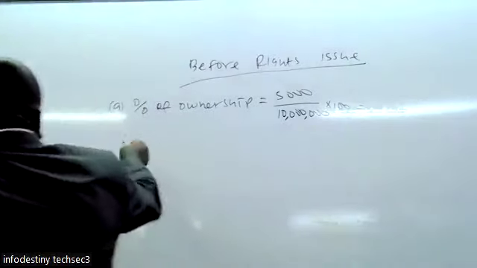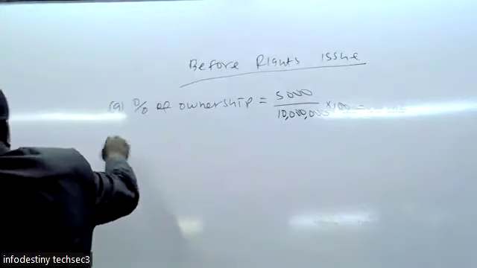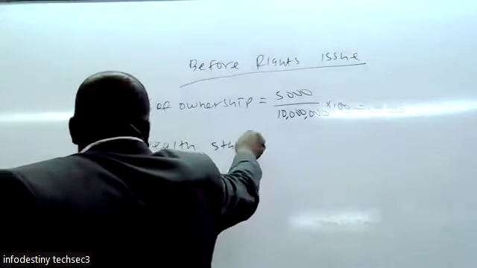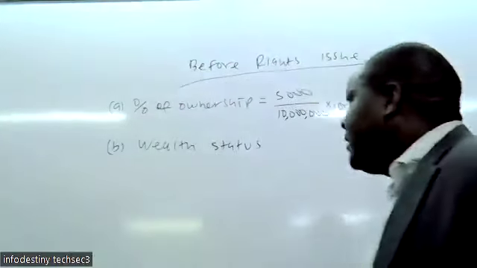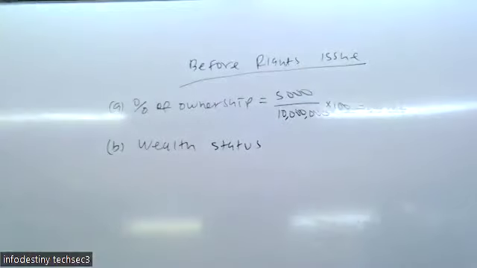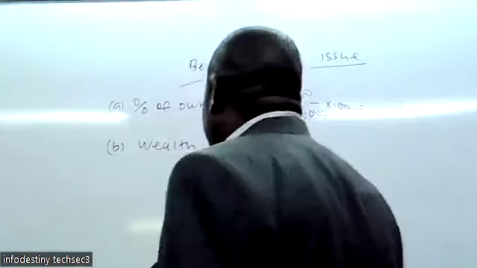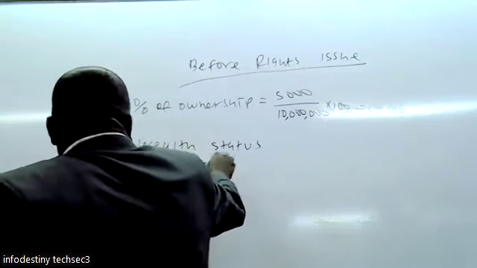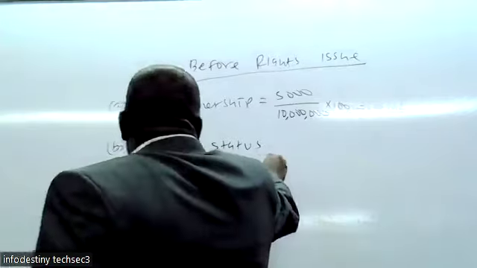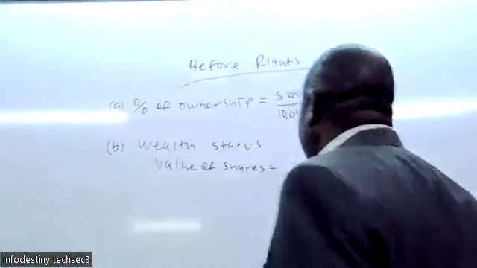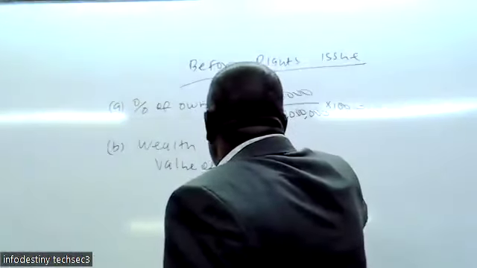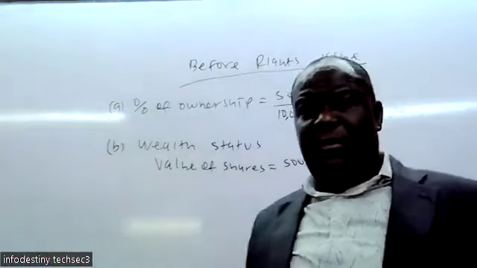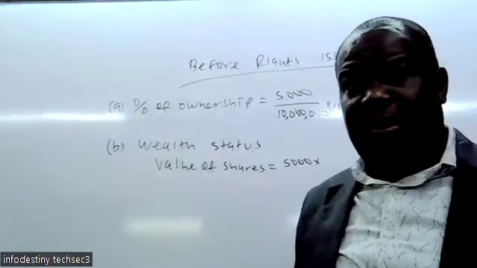Then we should also come up with the wealth status. So to know his wealth, we start with the value of the shares. He has 5,000 shares, so we value them at the current market price.